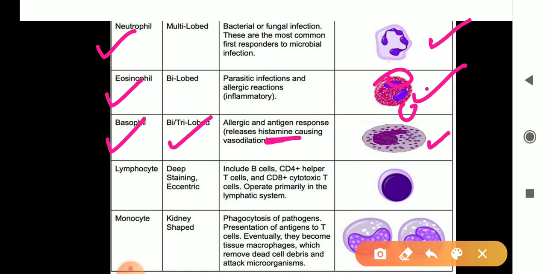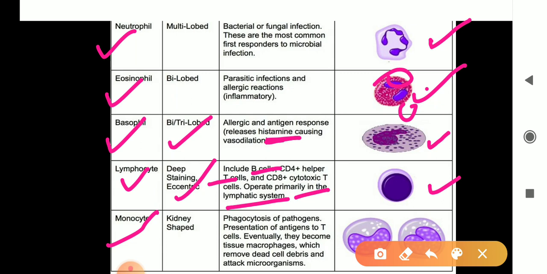The next is lymphocytes. Lymphocytes are deep staining with an eccentric nucleus. You can see in the diagram. It takes a deep, dark color, and it includes B cells and T cells mainly, then CD4 plus and CD8 also. They operate primarily in the lymphatic system.